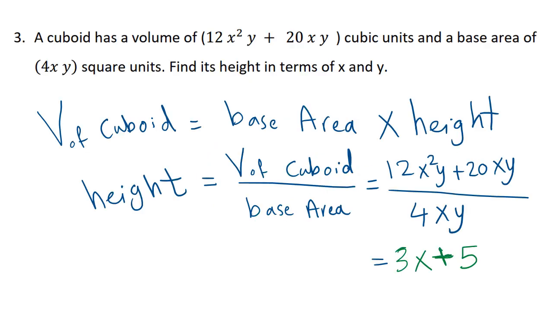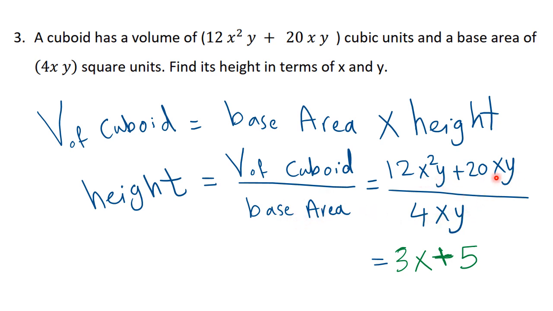In the next question, it says that a cuboid has a volume of 12x power 2 y plus 20xy and a base area of 4xy, and we need to get the height. We know before that the volume of a cuboid equals base area times height. Here we already have the volume and the base area, so to get the height it will be the volume of the cuboid over the base area. The volume of the cuboid is 12x power 2 y plus 20xy over the base area, which is equal to 4xy.